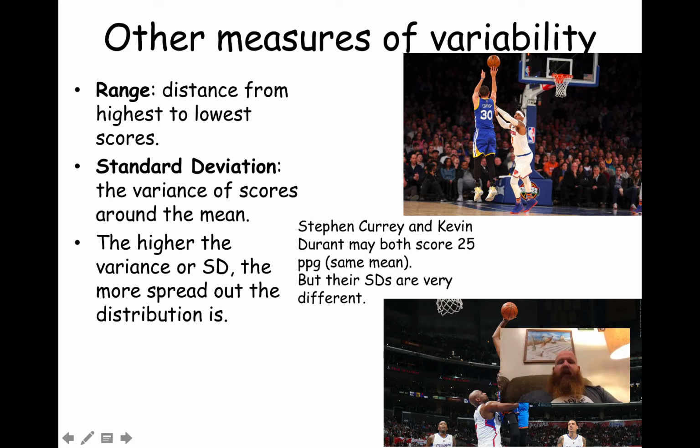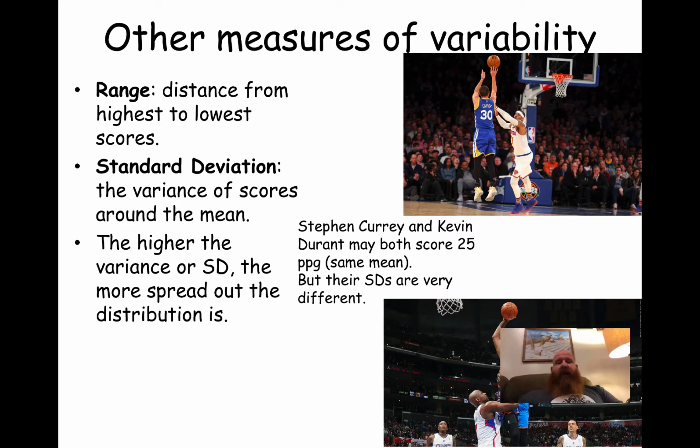An example here, I've got Stephen Curry and Kevin Durant. They both might score 25 points per game. In fact they do have the same mean, but their standard deviation is going to be very different. Most of Curry's games, if you go back through his stats, are going to be somewhere around 25. Whereas Kevin Durant may have a game where he blows up for 100, and then may have 3 or 4 games where he only scores 4 or 8 or something like that.